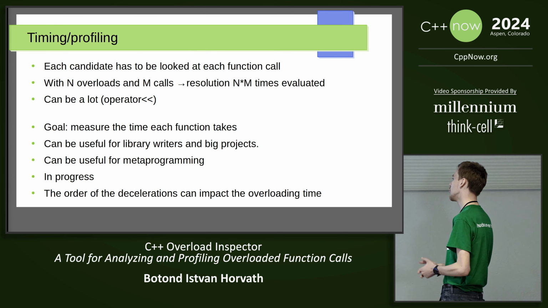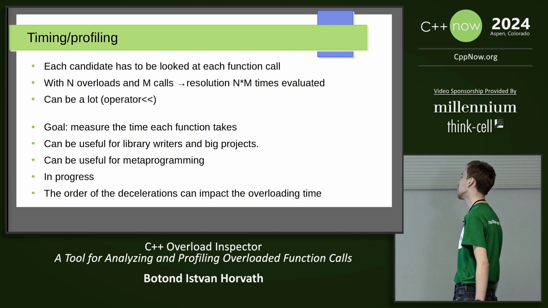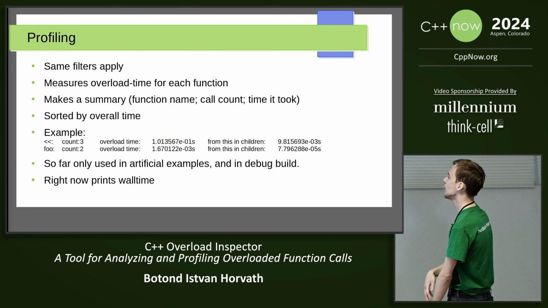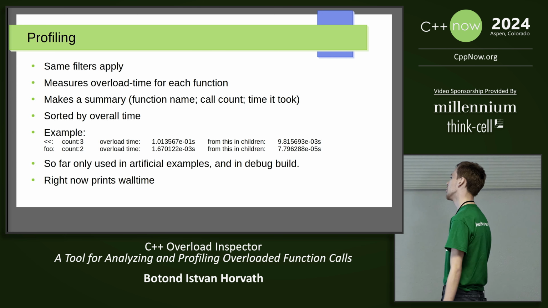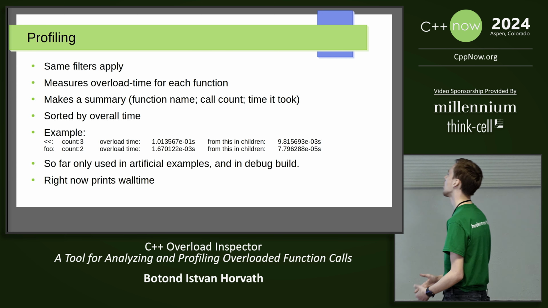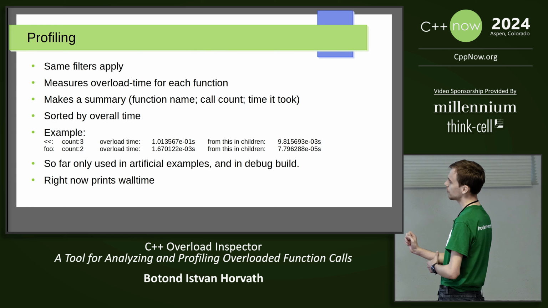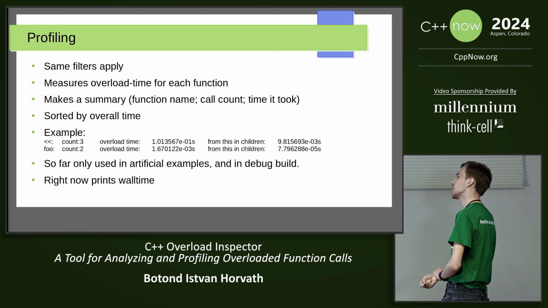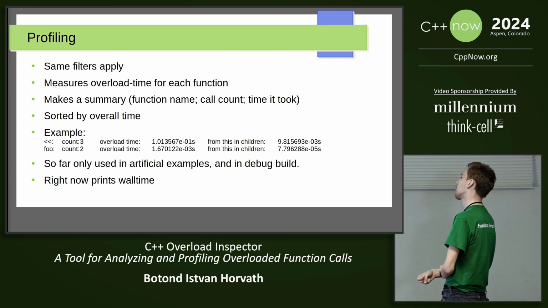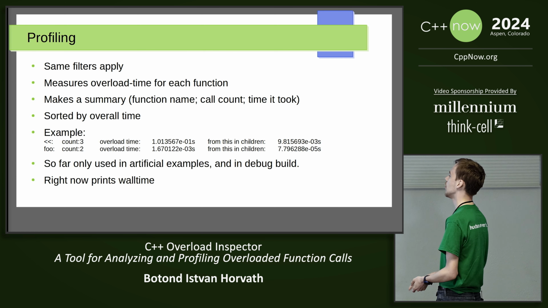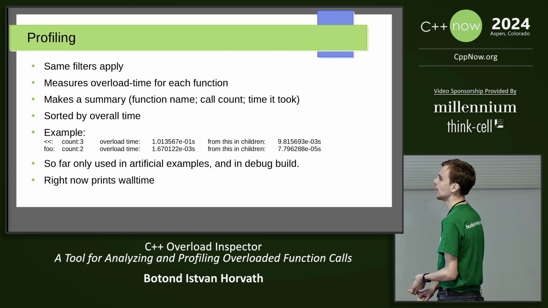For example, even the declarations of the candidates can affect the time the overloading took. Of course, I apply the same filters for this as for the explanations, so we can filter by line or by function name. It makes a summary, so it doesn't say at each call how long that took, but it makes a summary for the file: which function, how many times we called it, and what was the time it took to resolve all the overloads.